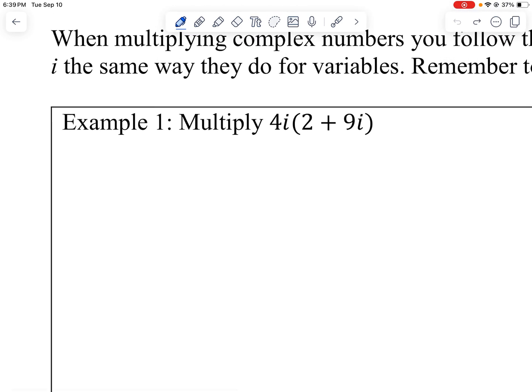To do so, you treat it just like normal numbers. You just have to remember that i has specific properties. For instance, here, you've got parentheses with a term in front, so you just distribute it. Now we've got 8i plus 36i squared. And normally you should be done there, but we have to remember that i has certain properties.